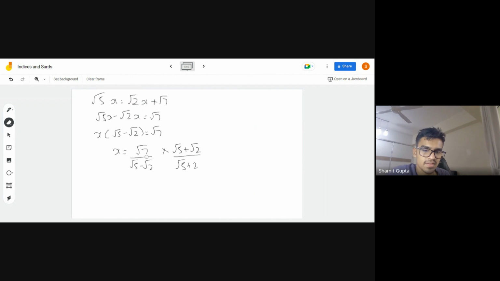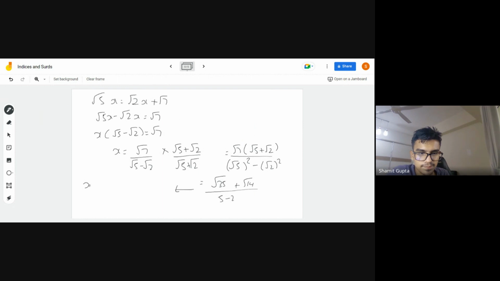So this will be minus 2 plus 2 root 2 over 1, which is the same thing as minus 2 plus 2 root 2. So in this case, it will be a plus b, a minus b, a squared minus b squared. So this will be root 7 times root 5 plus root 2, over root 5 squared minus root 2 squared. Let's expand here. This will become root 35, because root 7 times 5, plus root 14, over 5 minus 2. This becomes x is equal to root 35 plus root 14 over 3.